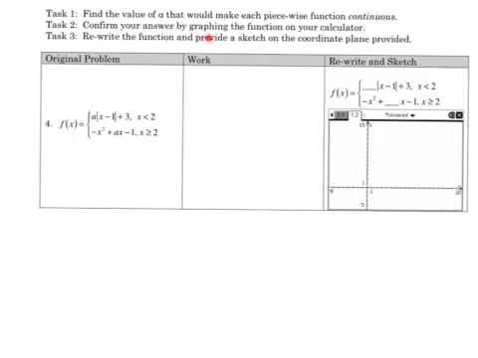The second and third tasks are basically making sure that this works on our graphing calculator. So we're going to confirm our answers by graphing the function on our calculator. We're going to rewrite the function and provide a sketch on the coordinate plane provided. So just a sketch once we put it into our calculator. Okay, so here we go.